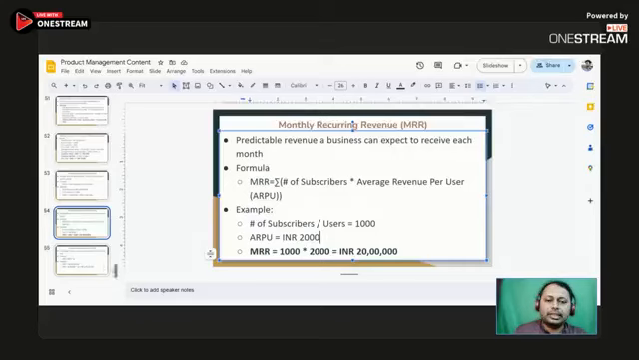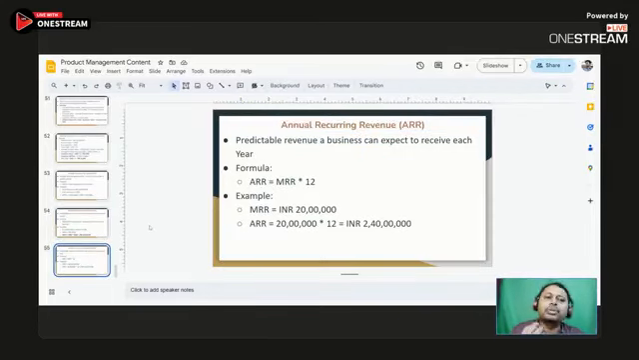When it comes to ARR, which is the annual version, it is the predictable revenue a business can expect to receive from their users or subscribers each year. For the next 1 year, what would my annual recurring revenue be? How much am I going to get in the next 1 year? That is what the business would look for. Once you have the MRR value, it is 12 times that value. That's the formula: ARR is equal to MRR into 12.